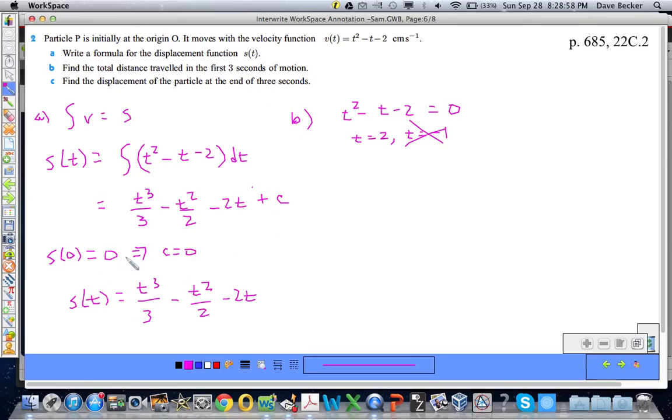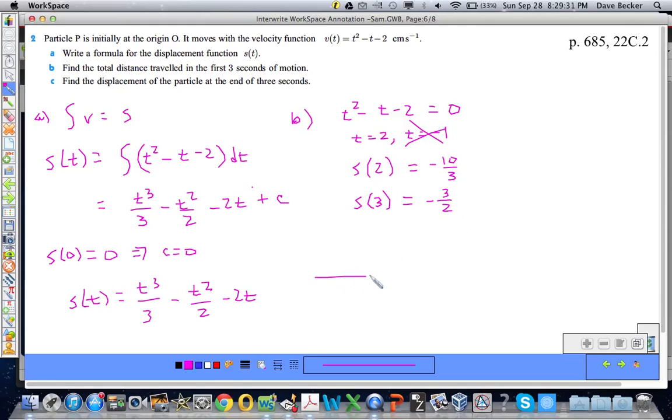I know that S of 0 is 0. S of 2, if I replace 2 into this function, I'm not going to do the arithmetic, is equal to negative 10 thirds. And then at the end of 3 seconds, I have to find the position after 3 seconds. S of 3, replacing t with 3 in this function, I get negative 3 halves.